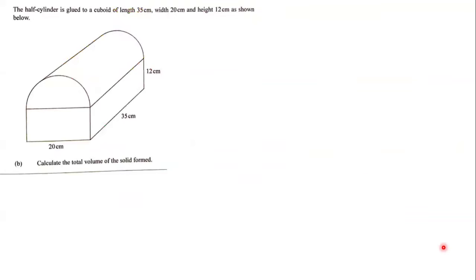Moving right along, we have that the half cylinder, which we just saw, is glued to a cuboid of length 35 centimeters, width 20 centimeters, and height 12 centimeters as shown below.